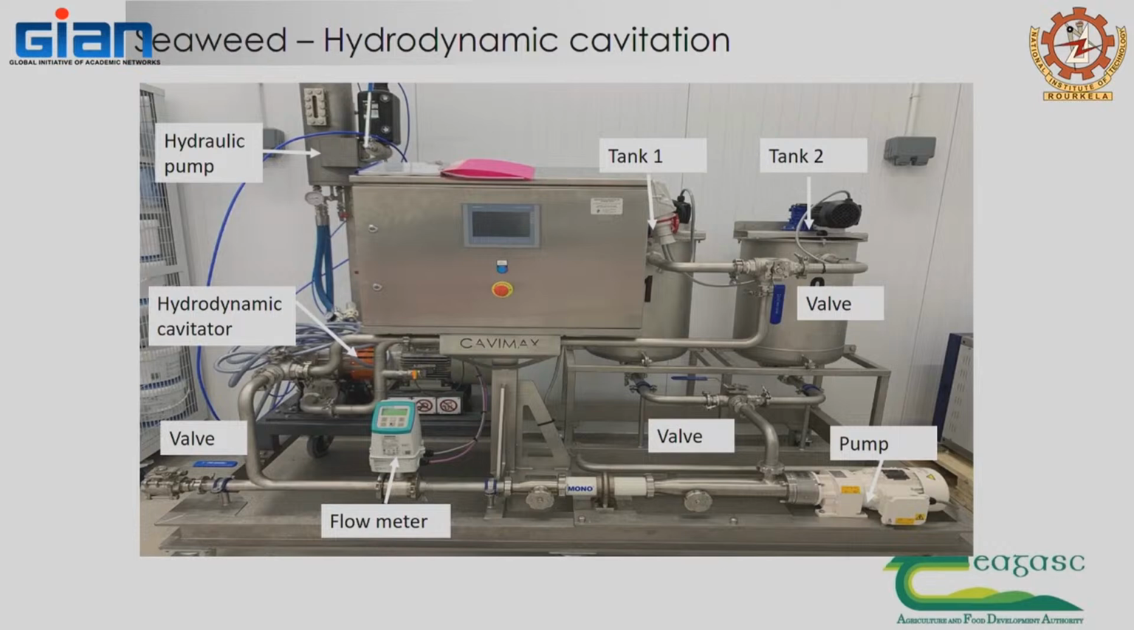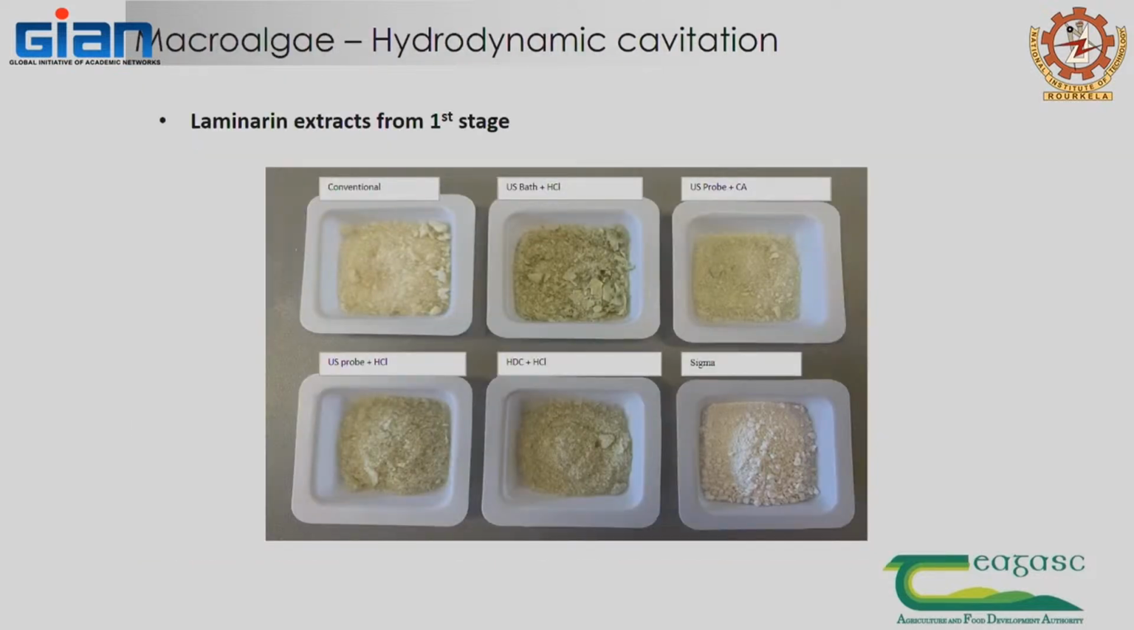So, this is again the tank which I already explained to you. Now, these are the extracts which were obtained directly: conventional, ultrasonic bath and hydrochloric acid, with the alternative acid, that is citric acid, and this was a compound purchased from Sigma Aldrich, hydrodynamic cavitation HC and with the probe and hydrochloric acid. The diagram you saw was all related to hydrodynamic cavitation.